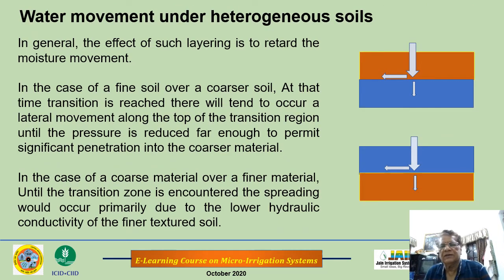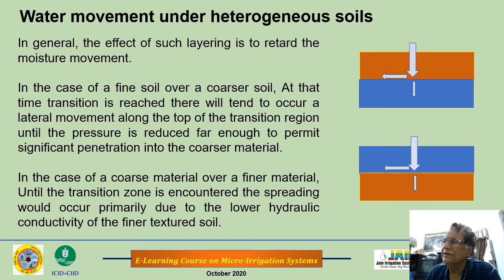Now, a very specific situation. We have assumed in all the discussions earlier, including our Richards equation and its solution, that soil is homogeneous. But in the natural situation, not necessarily all the time you will get homogeneous soil. It could be heterogeneous. And in case of a heterogeneous soil, there could be two situations, that a heavier soil is overlaid by a lighter soil, or a lighter soil is overlaid by a heavier soil. Now, how will the flow behave in both the conditions?